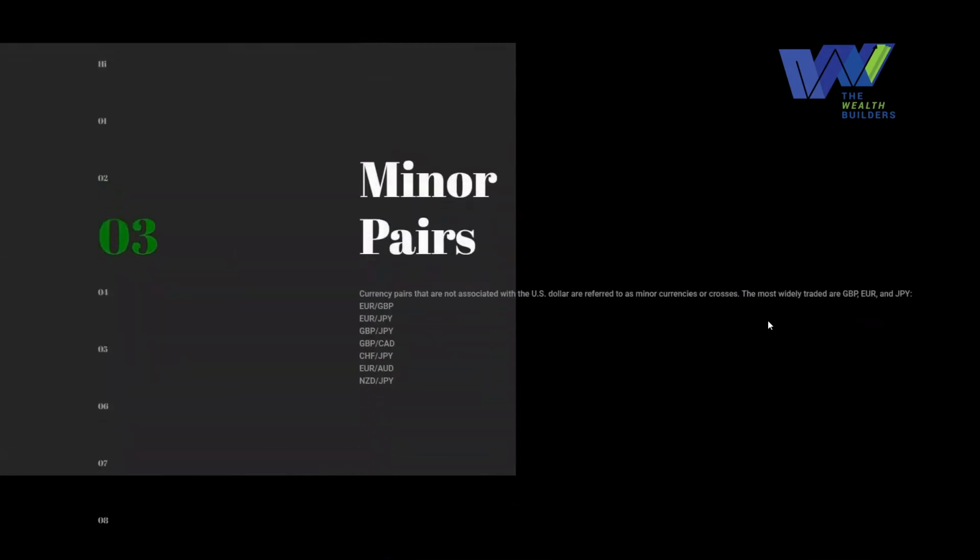And then there's minor pairs. A minor pair is a currency pair that's not associated with the US dollar. So if it doesn't contain the US dollar, it's considered a minor pair. They're referred to as minor currency crosses in the general population. The most widely traded minor pairs are pairs that contain the Great British Pound, the Euro, and the Japanese yen.